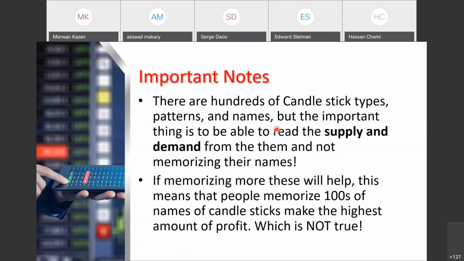I know many people who have memorized names of candles. I really don't do that. But anyways, they make no money and they lose. So it's not about that. It's about understanding what the candlesticks and the patterns are trying to tell you. That's the important thing.